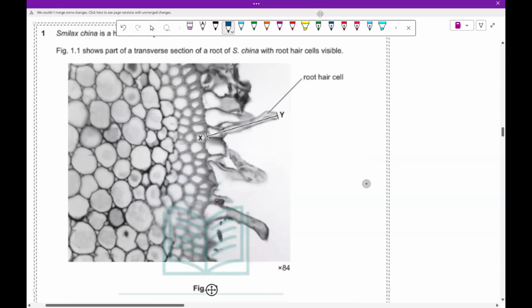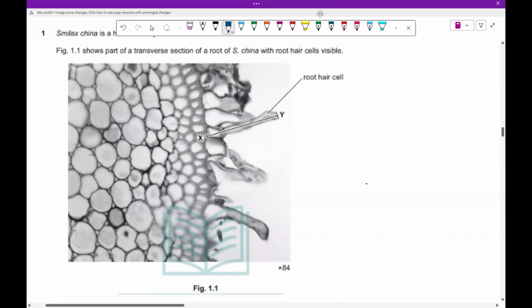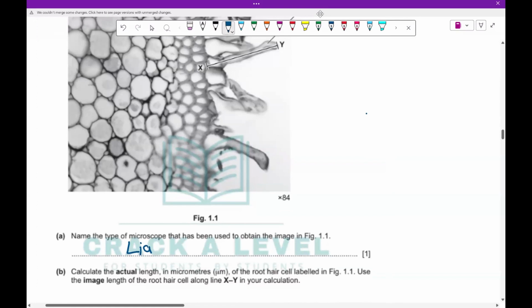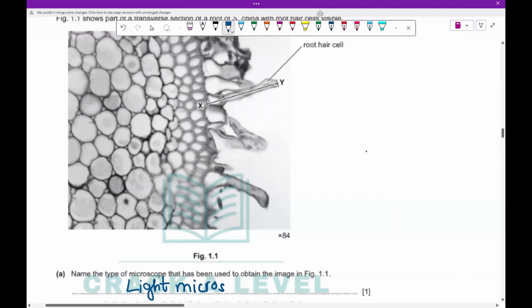If you ever use a microscope, that's how transverse sections usually look, right? So we can safely say that a light microscope has been used. Like if this is almost times 84, so times 100, that's a light microscope.